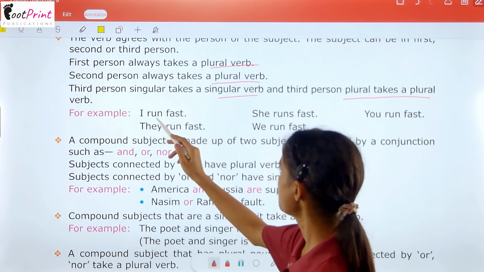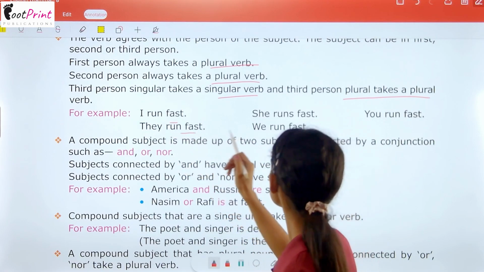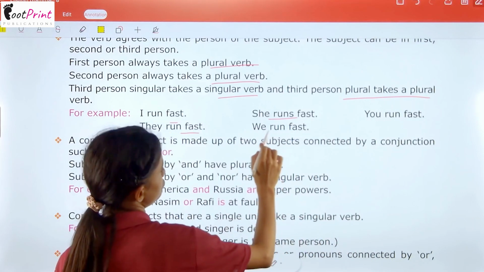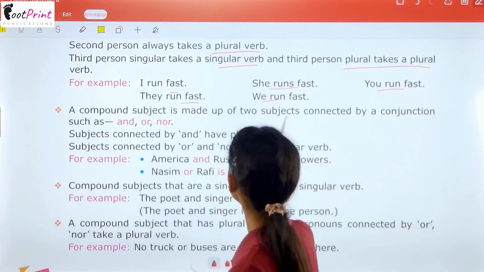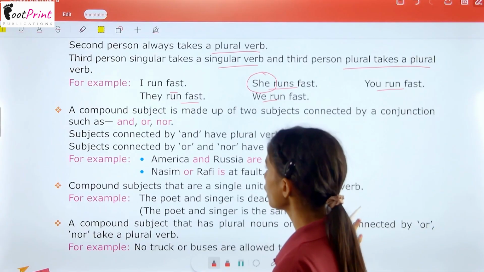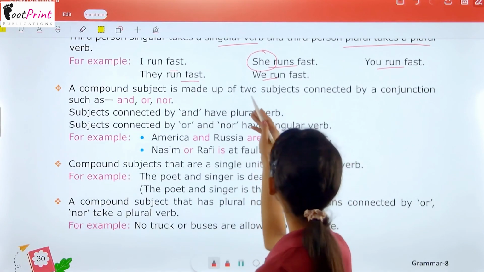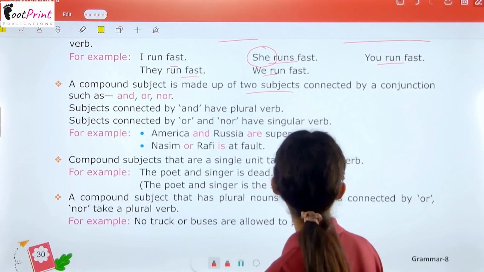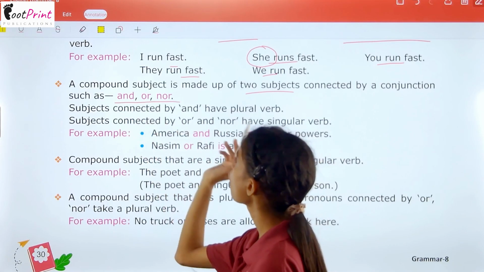Okay? I run fast. They run fast. She runs fast. We run fast. You run fast. So only third person singular is taking a singular verb. A compound subject is made up of two subjects connected by a conjunction such as and, or, not.